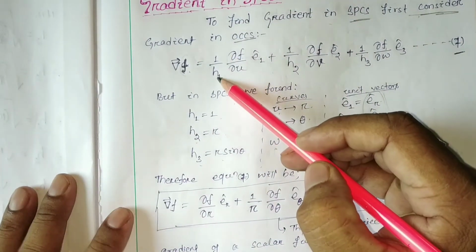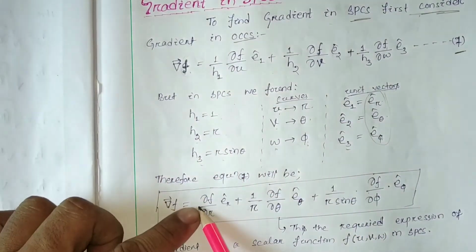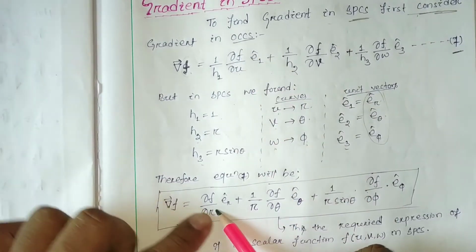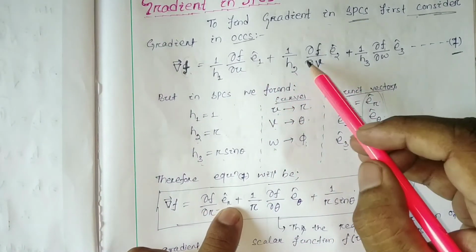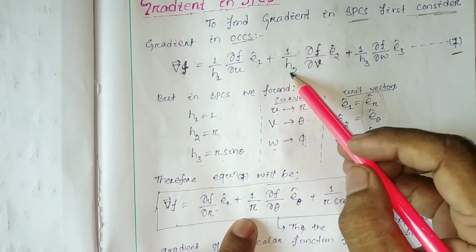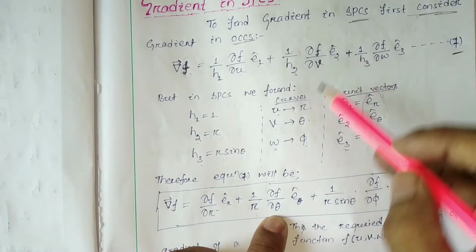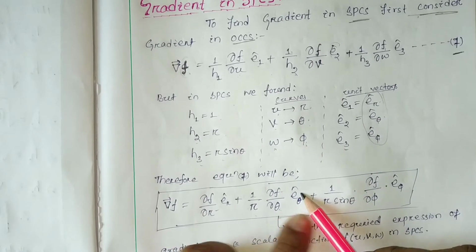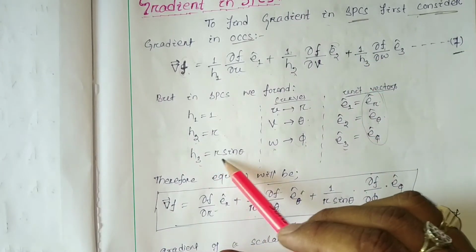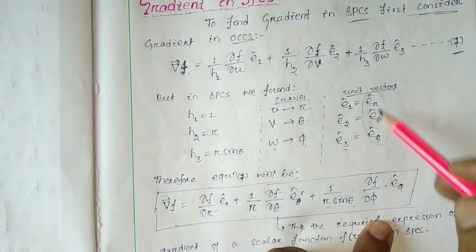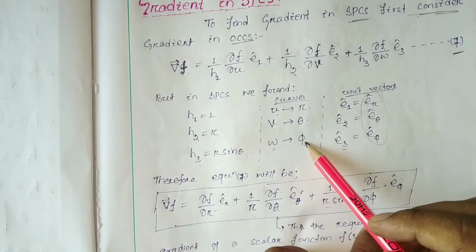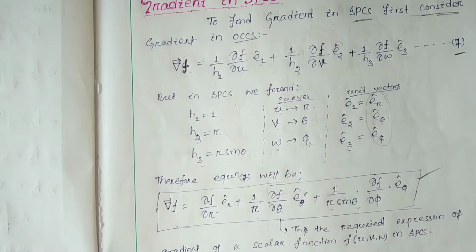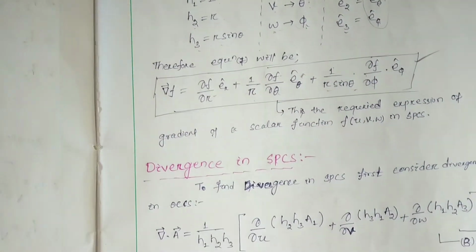Here 1 by h1, h1 is 1, so del by del u means del by del r of f, e1 cap means er cap. Next term, 1 by h2, h2 is r, so 1 by r del by del theta of f, because v is theta, and e2 cap is e theta cap. Next, 1 by h3, h3 is r sin theta, so 1 by r sin theta del by del phi of f, e phi cap. So this is the required expression of the gradient in the spherical polar coordinate system.